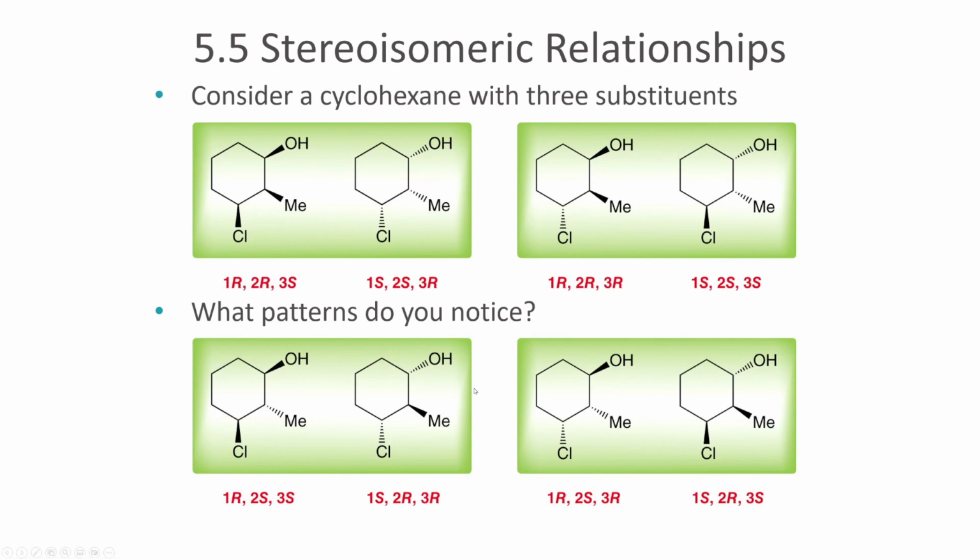Your total number of diastereomers and enantiomers will be 2 to the power of the number of chiral centers. So this has 3 chiral centers. So the total number of stereoisomers is 2 to the 3rd power, which is 8. If you have 2 chiral centers, it would be 2 squared, which is 4. If you have 1 chiral center, you only have a pair of enantiomers, if that. So you'd have 2 stereoisomers.